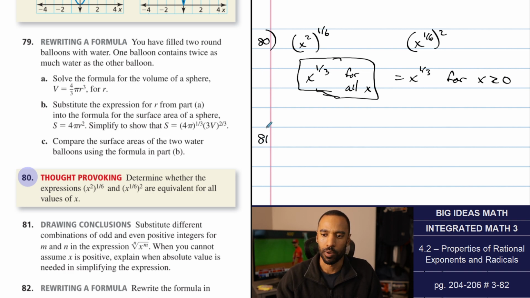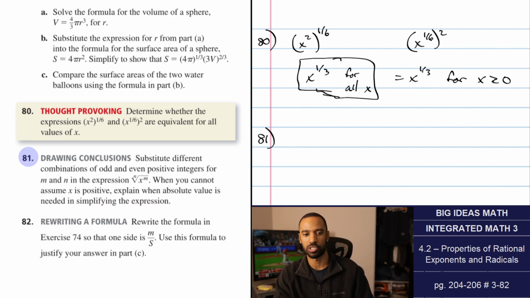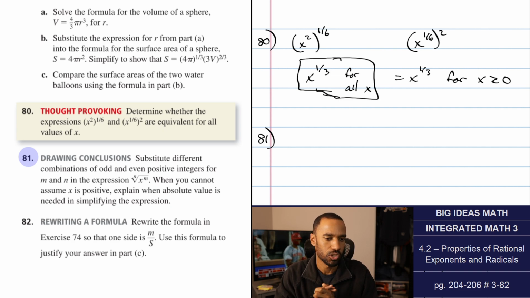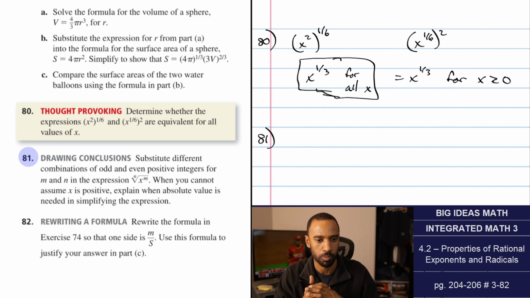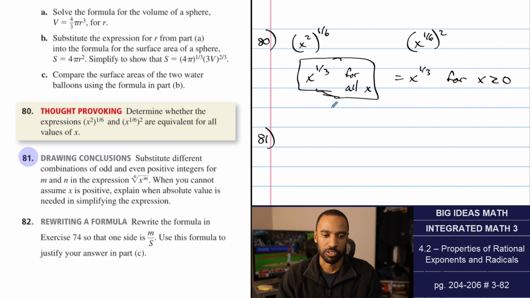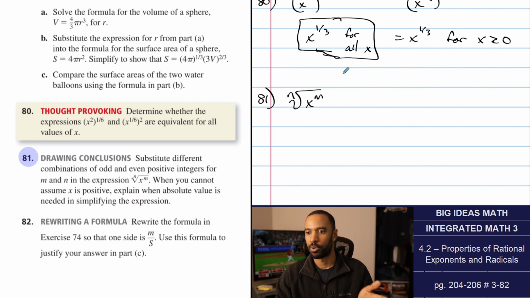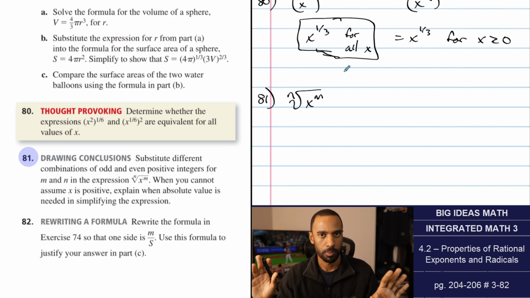Okay, number 81. Drawing conclusions. Substitute different combinations of odd and even positive integers for m and n in the expression the nth root of x to the m. When you cannot assume x is positive, explain when absolute value is needed in simplifying the expression. All right, well, I guess we have to test it here. So the nth root of x to the m, let's try a couple different things. Remember, we're not assuming x is positive.